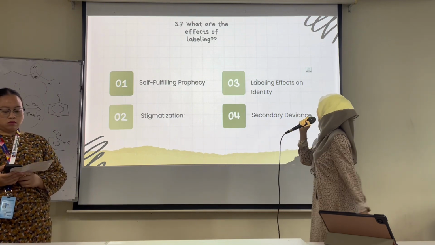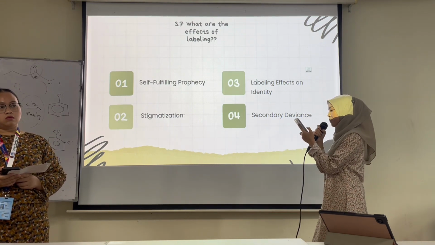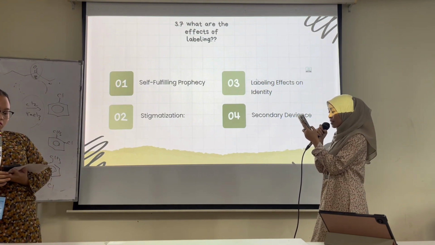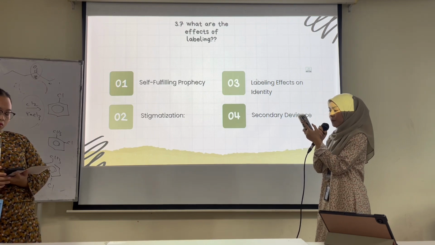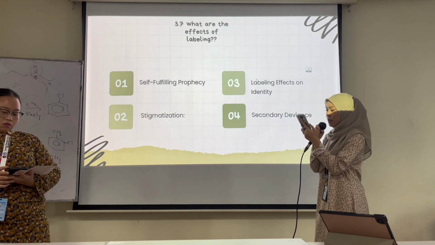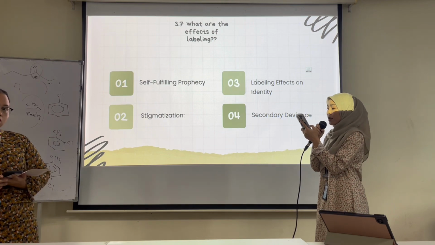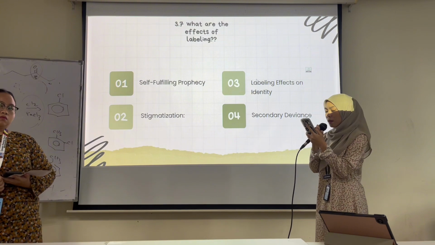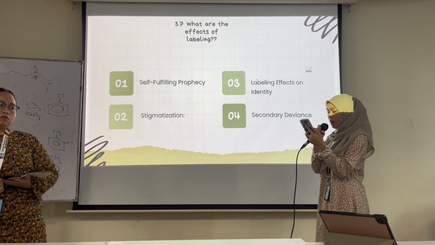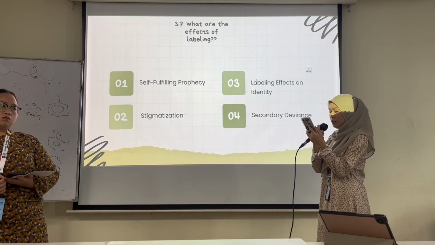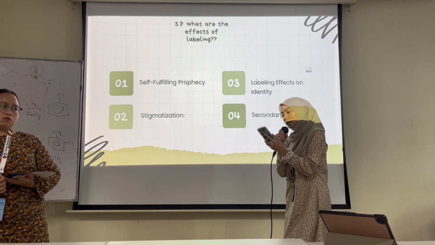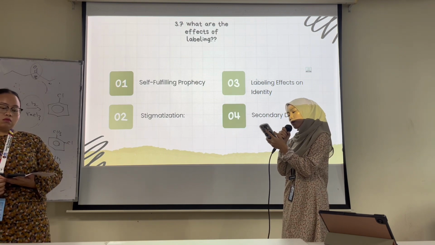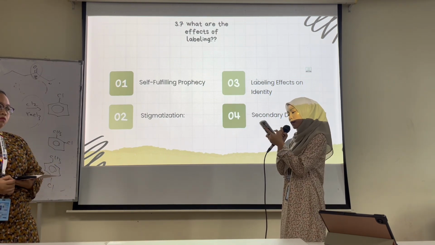And the last is secondary deviance. According to the labeling theory, when individuals are labeled as deviant or delinquent, it can actually reinforce and escalate their deviant behaviors. This is known as secondary deviance. The individual may form subcultures or social circles with other labeled individuals, leading to further involvement in criminal activities.